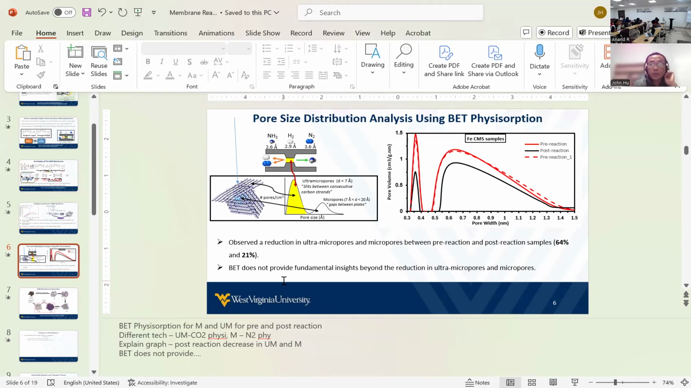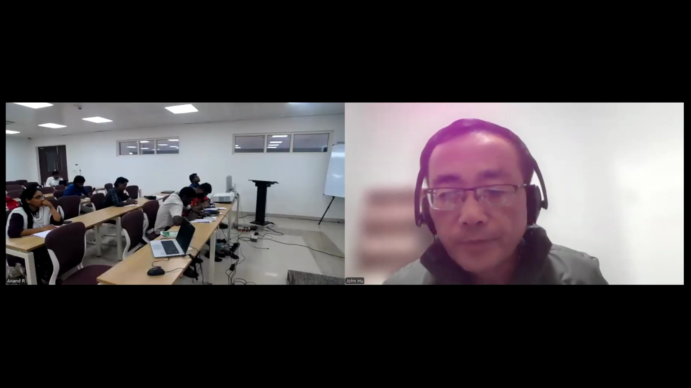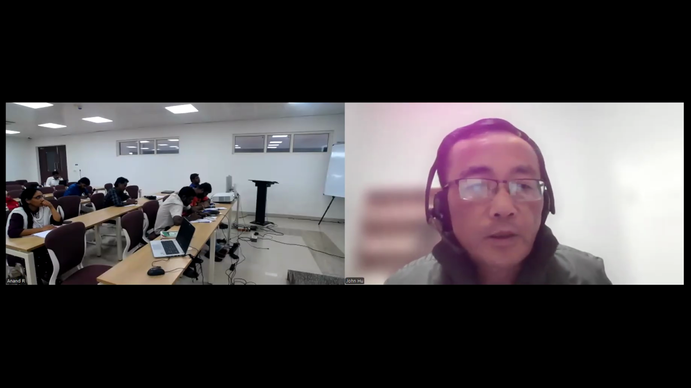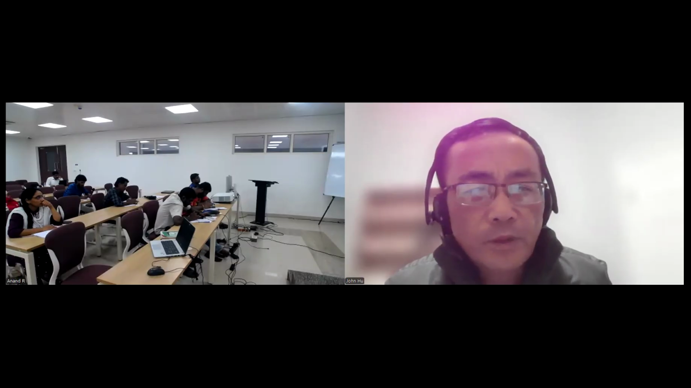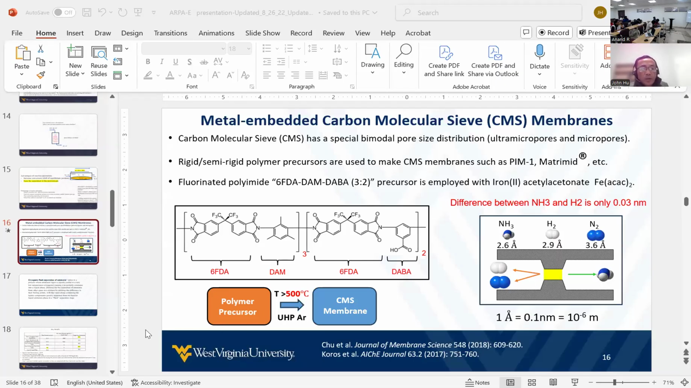And this cartoon really shows you what the CMS membrane separation looks like. It's more like a birdhouse. Okay, so I'm going to stop sharing and go back to my presentation. Okay, so I think we are here. All right.